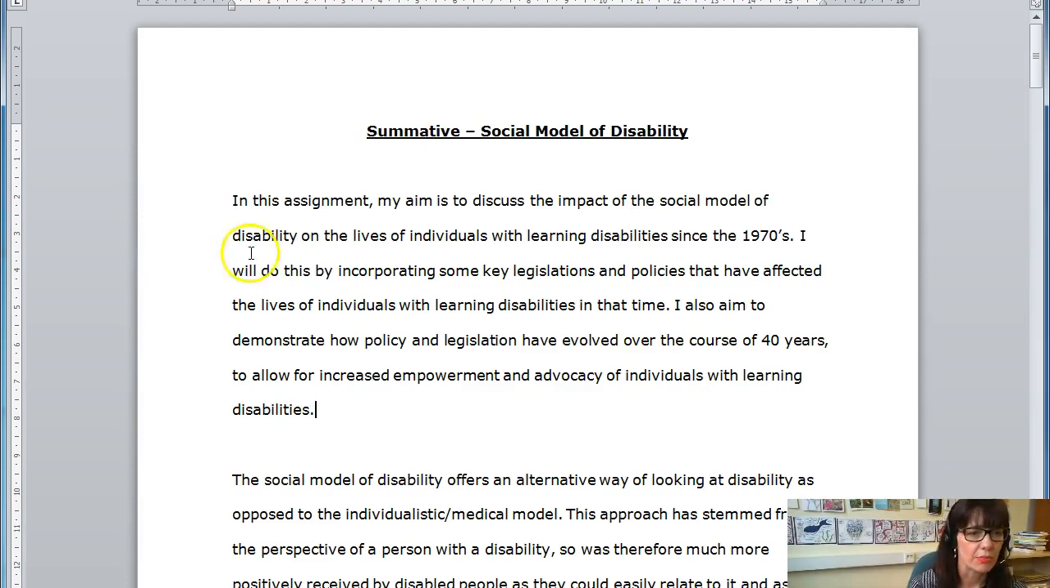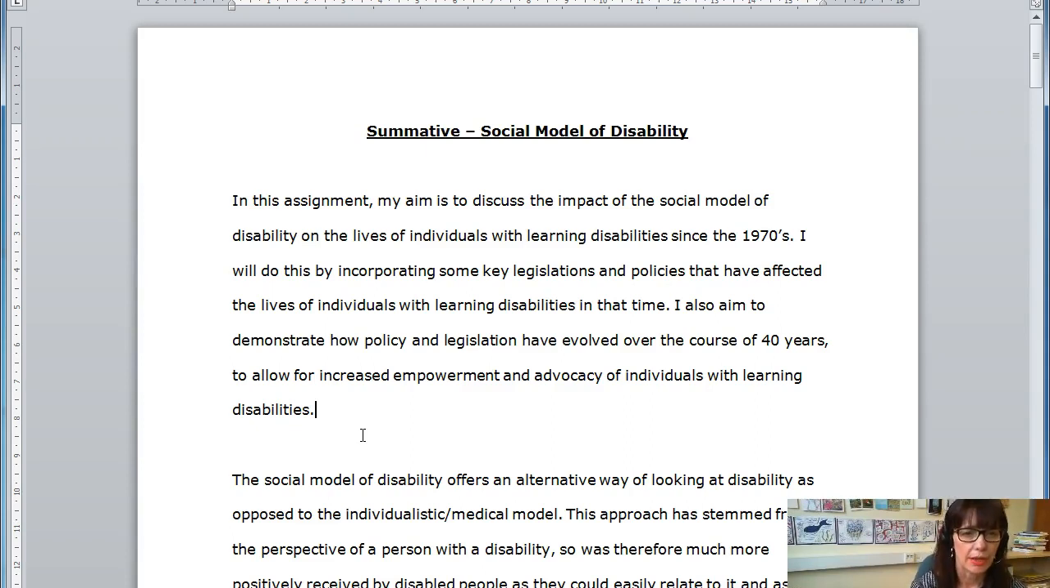So this student starts off by saying, in this assignment, my aim is to discuss the impact of the social model of disability on the lives of individuals with learning disabilities since the 1970s. I will do this by incorporating some key legislations and policies that have affected the lives of individuals with learning disabilities in that time. I also aim to demonstrate how policy and legislation have evolved over the course of 40 years to allow for increased empowerment and advocacy of individuals with learning disabilities.